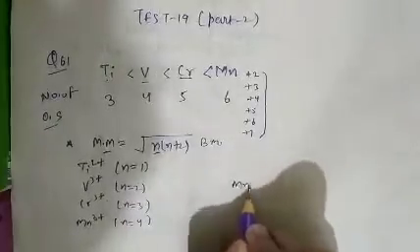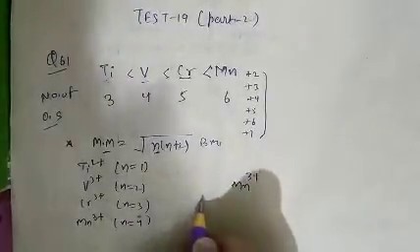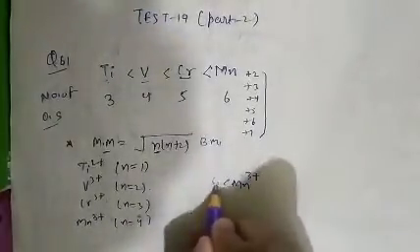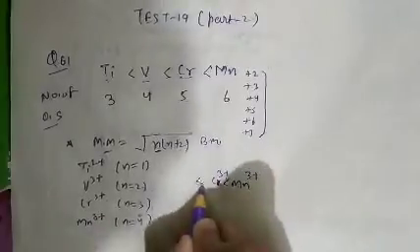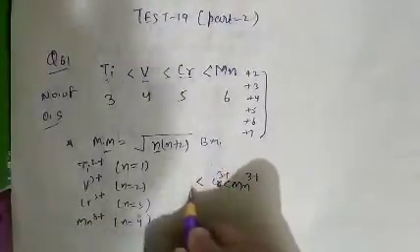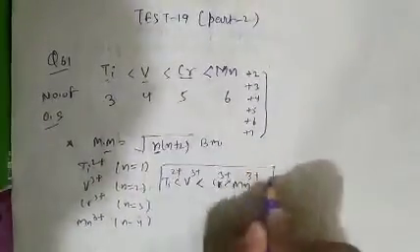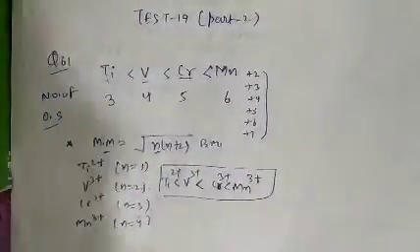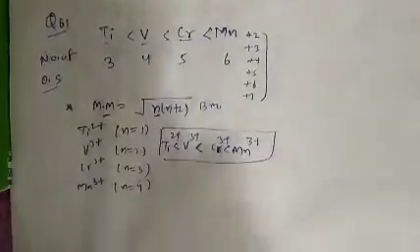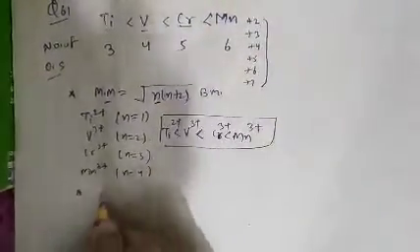So maximum magnetic moment is in case of Mn3 plus, then Cr3 plus, and then V3 plus, and then Ti2 plus. So this is the correct order of magnetic moment. This is also correct. Now see the order of melting point.